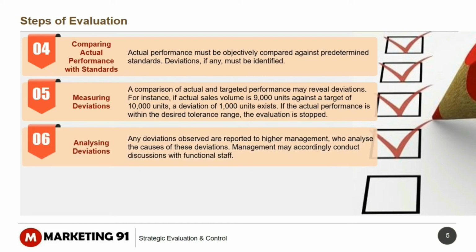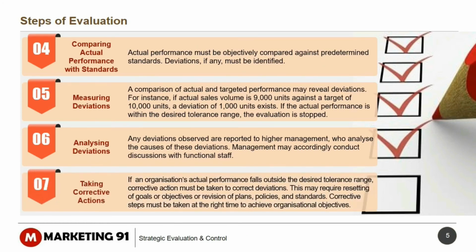Analyzing deviations. Any deviations observed are reported to higher management, who analyze the cause of these deviations. Management may accordingly conduct discussions with functional staff. Taking corrective actions. If an organization's actual performance falls outside the desired tolerance range, corrective action must be taken to correct deviations. This may require resetting of goals or objectives or revisions of plans, policies, and standards. Corrective steps must be taken at the right time to achieve organizational objectives.